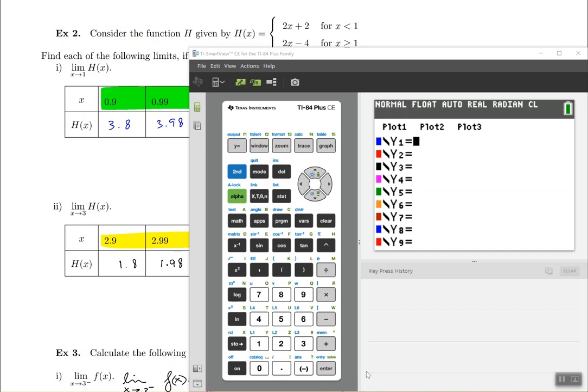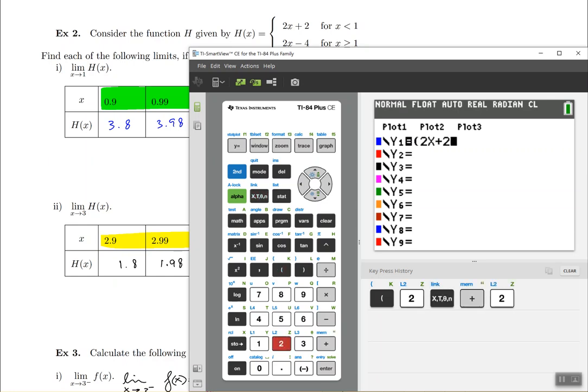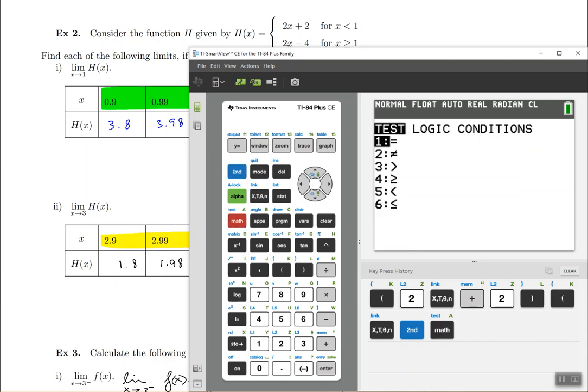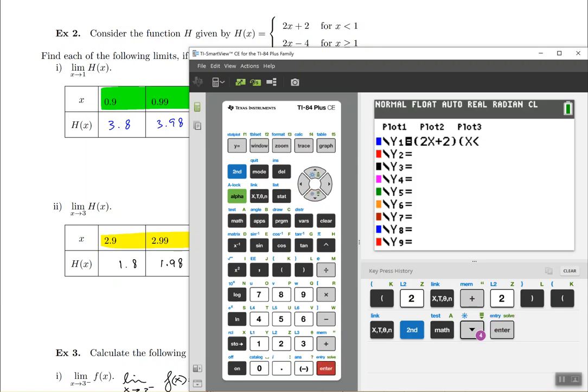First of all, I'm going to plug in the first equation inside parentheses. So 2x plus 2 inside parentheses. Then I'm going to put the condition next to it. In this case, the condition is x is less than. To get less than on my screen, I'm going to type second, then click the button that says math. That will put me in this test menu, and I want less than. The less than command is option number 5. So I'm going to go down a few times until I get to option number 5, click enter there, and then type in 1, close the parentheses.